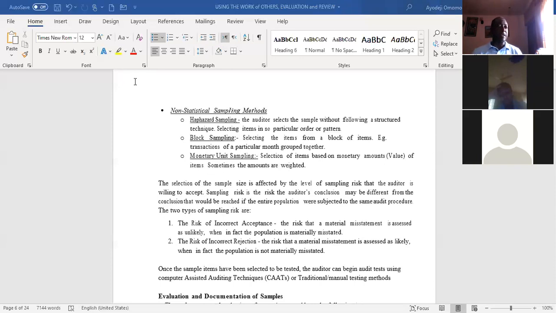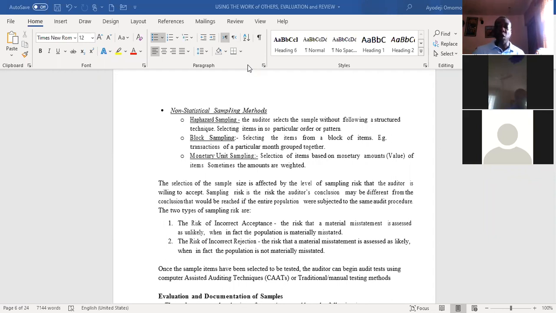For block sampling, I can say these are the women, these are the men. Or let me say those between the age of 20 to 30, this is their group. Those between the age of 31 to 40, this is their group. 41 to 50, this is their group. Then I'll now select individually from all those. So that's block sampling, selecting the items from a block of items.